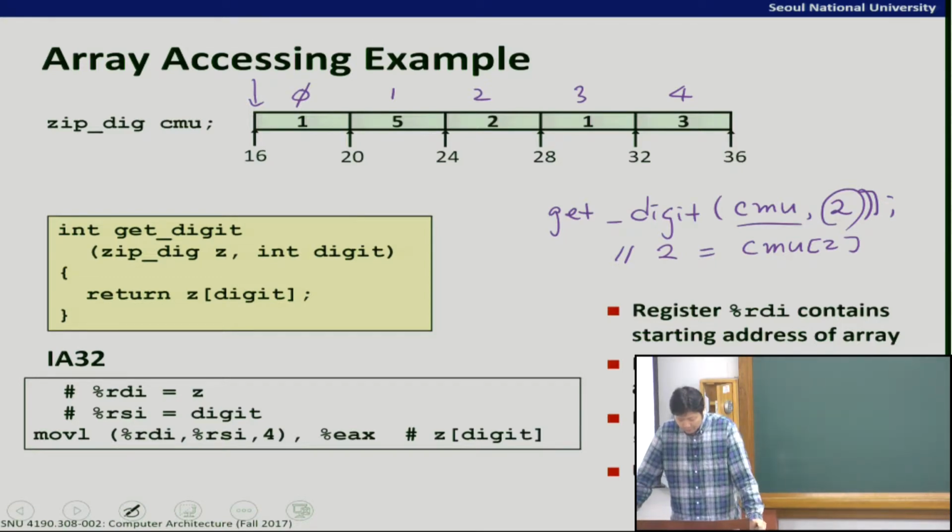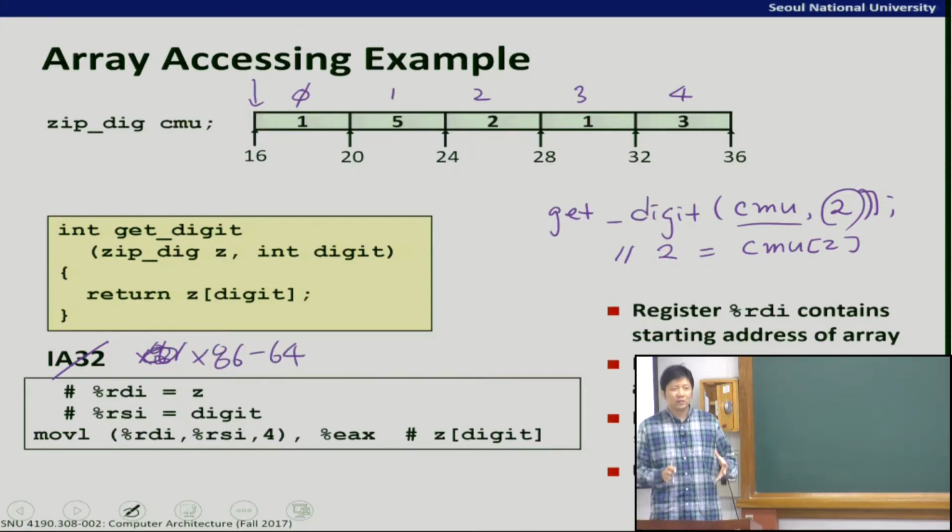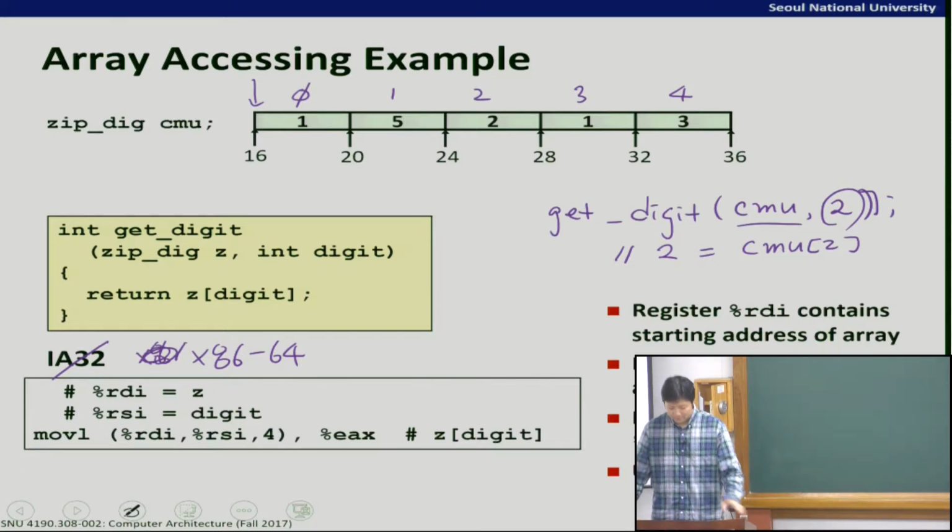You should compile this. By the way, this is a typo. This is not IA32. This one is x86-64. IA32 is a 32-bit Intel architecture from decades ago, so it's kind of old. But we are assuming a 64-bit architecture. So this one must be the x86-64, 64-bit version instead of the 32-bit version.